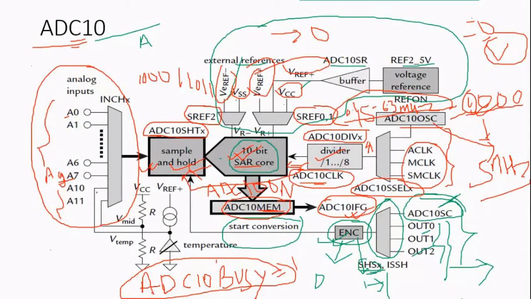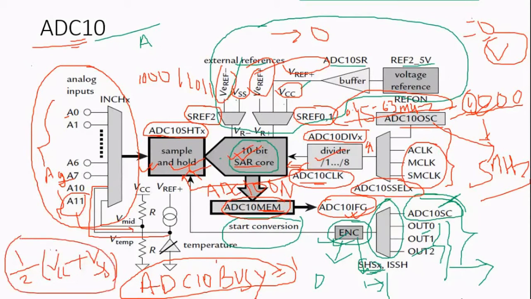Now A10 is connected to the temperature sensor. And A11 is connected to the divider circuit called VMID. So VMID is equal to half of VCC plus VSS. This is the value of VMID.